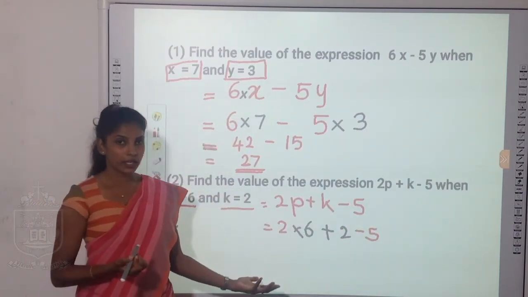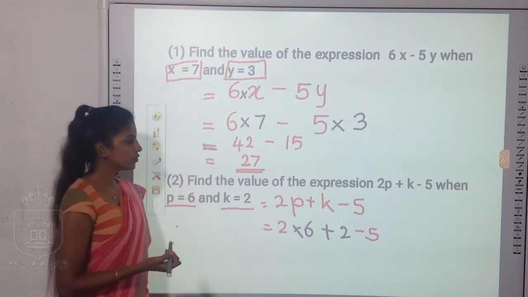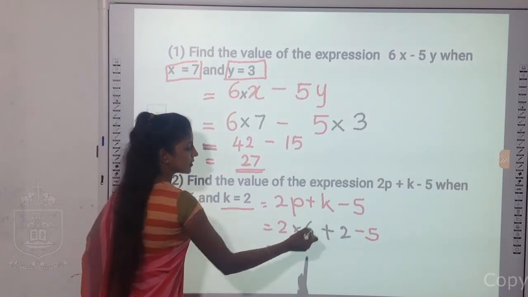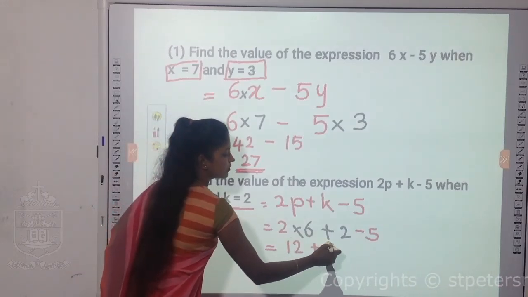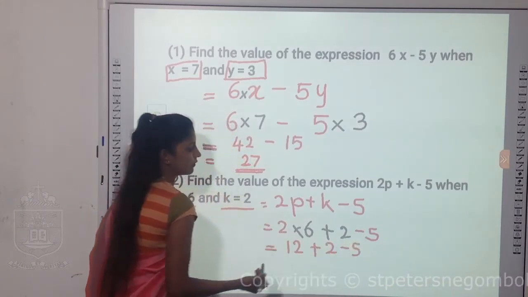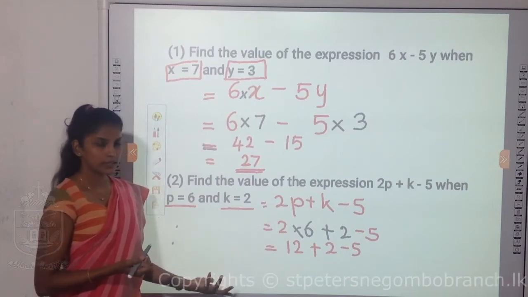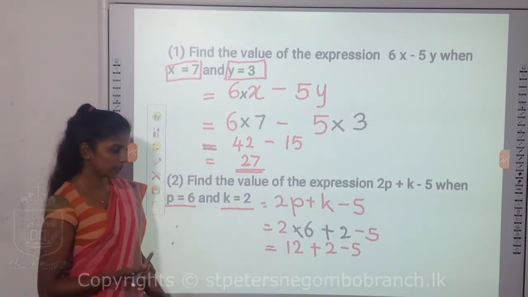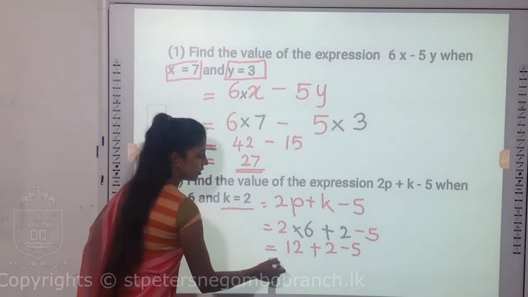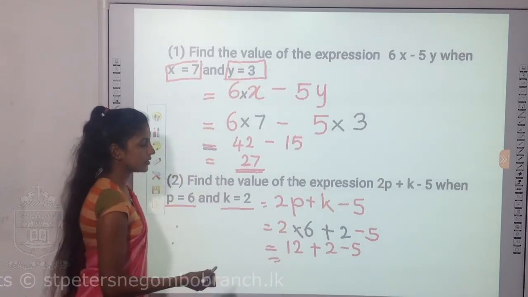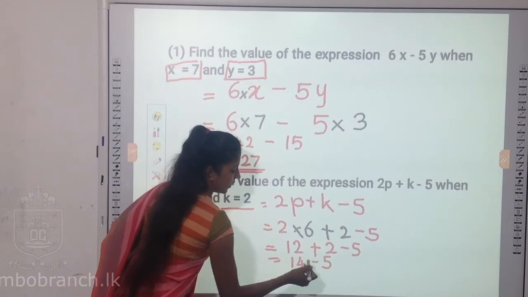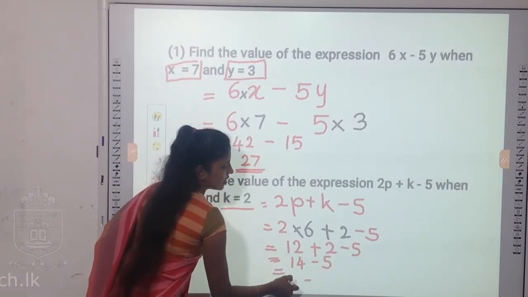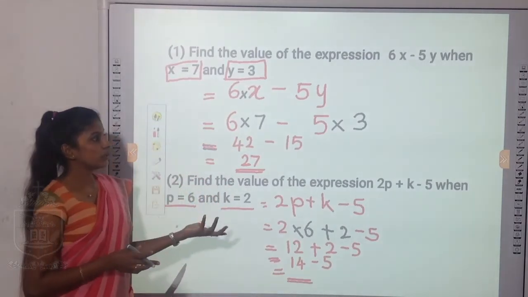Now you don't have any unknowns, you have just only numbers, so you can obtain an answer. 2 times 6 answer is 12, and here you have plus 2 and minus 5. So you can add and then subtract, or subtract and then add, you can do it. So here 12 plus 2 answer is 14, so 14 minus 5, so you have to get the answer. So that's what you mean by substitution.